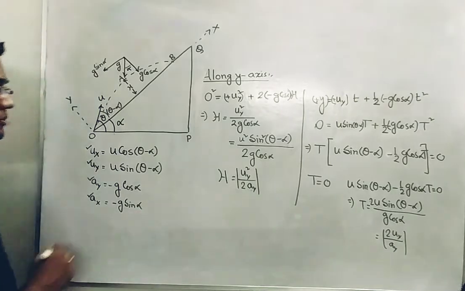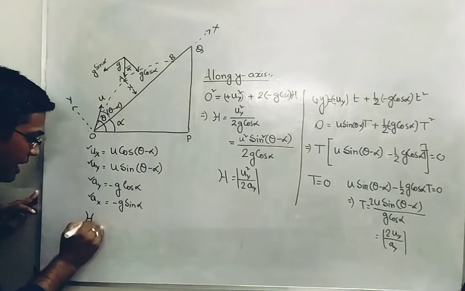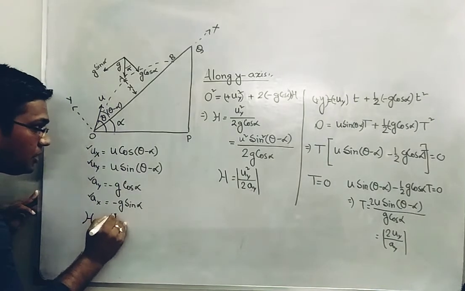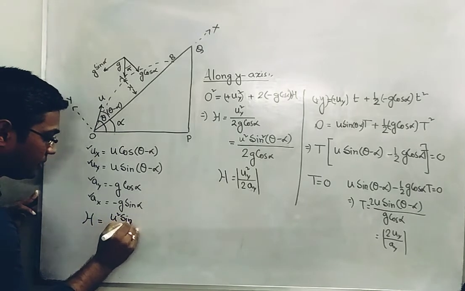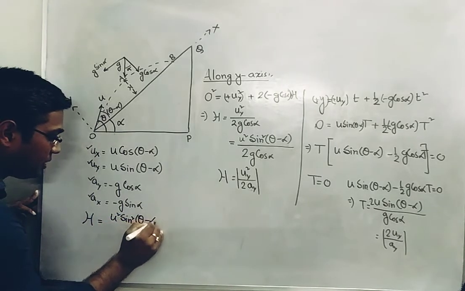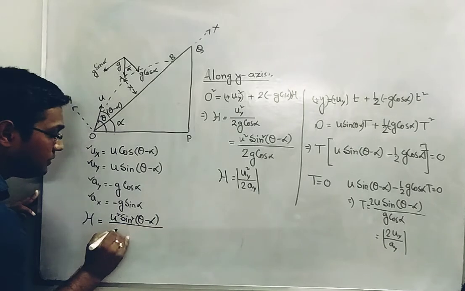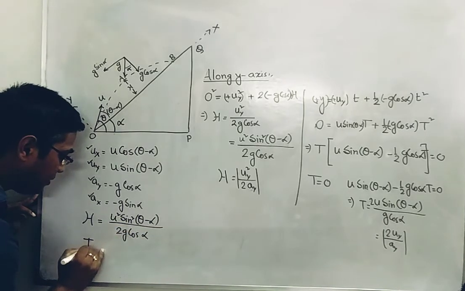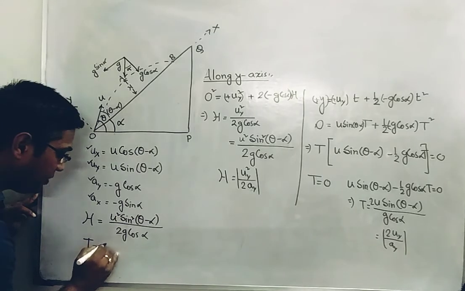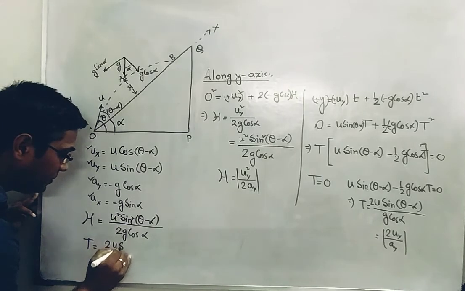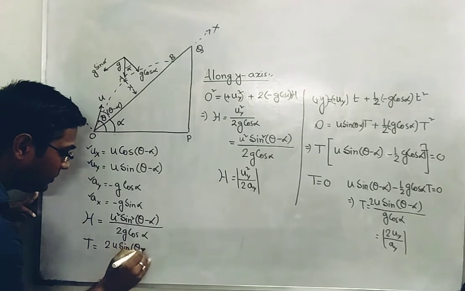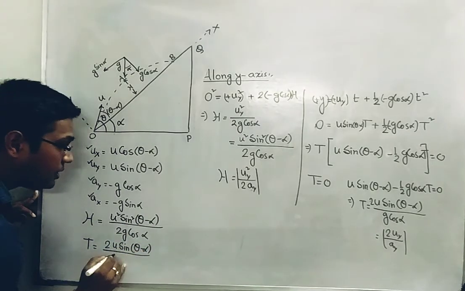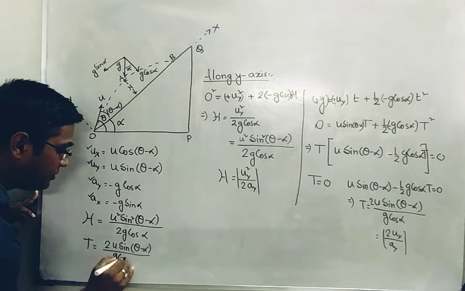So what we have derived is that the maximum height H equals u squared sin squared(theta minus alpha) divided by 2g cos alpha, and the total time of flight is 2u sin(theta minus alpha) divided by g cos alpha.